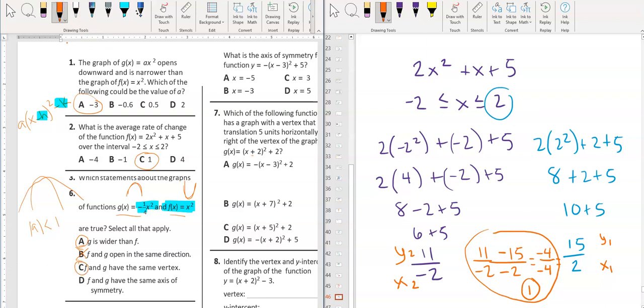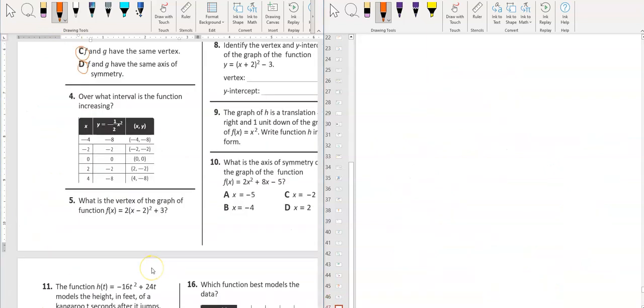And then f and g have the same axis of symmetry. Well, if I haven't changed my vertex, then I haven't changed my axis of symmetry. So the answers to number 3 are A, C, and D. All right, number 4 is another one that a lot of students were getting confused.